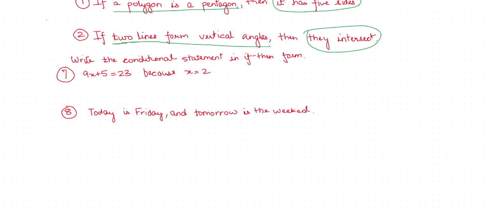So now in questions 7 and 8, we have to write a conditional statement in if-then form. We have to rewrite these statements as a conditional statement in if-then form. So, 9x plus 5 is equal to 23 because x is 2. How will we write it in if-then form? If x is equal to 2, then 9x plus 5 is 23.